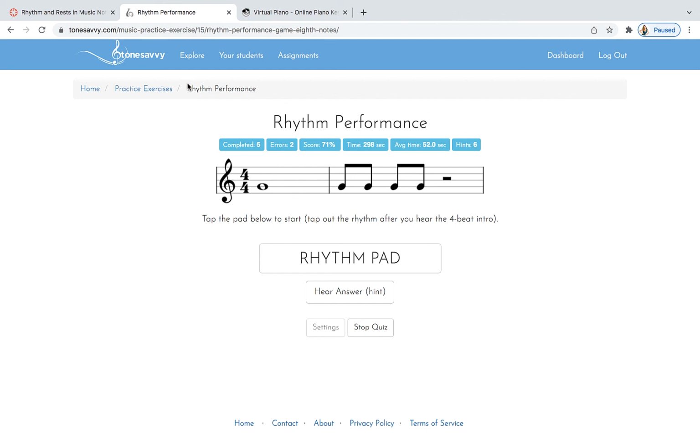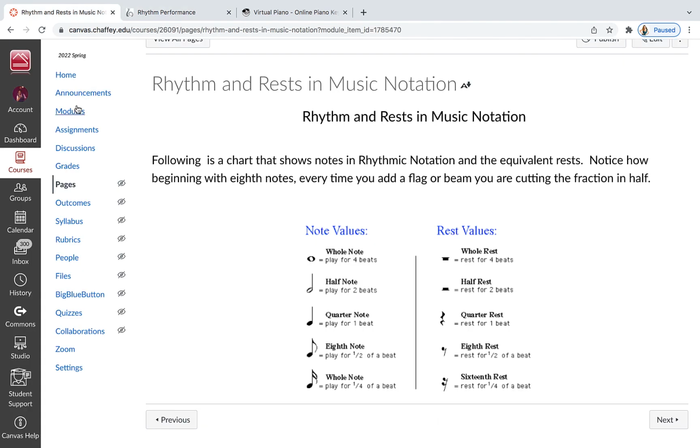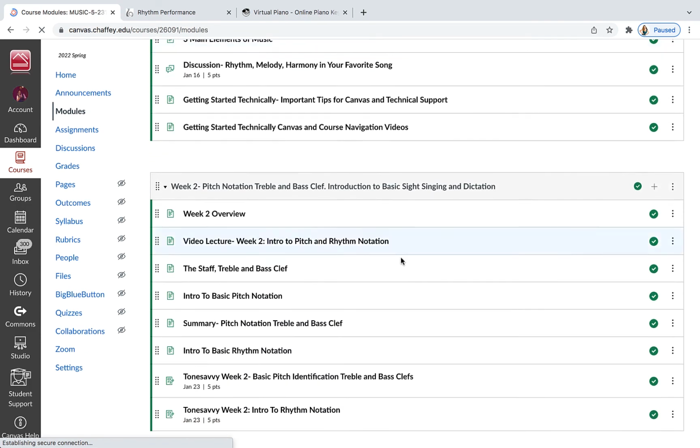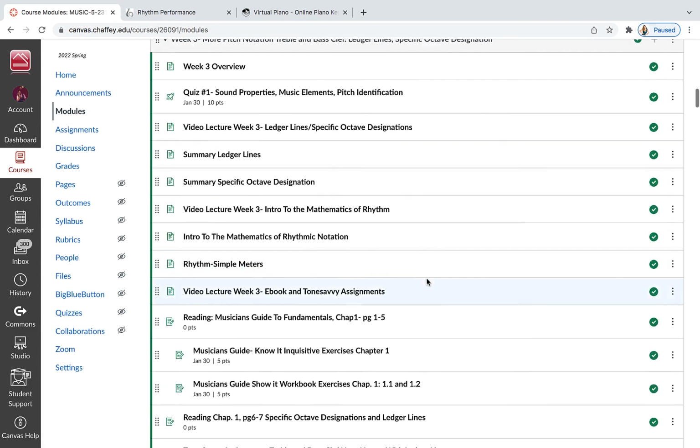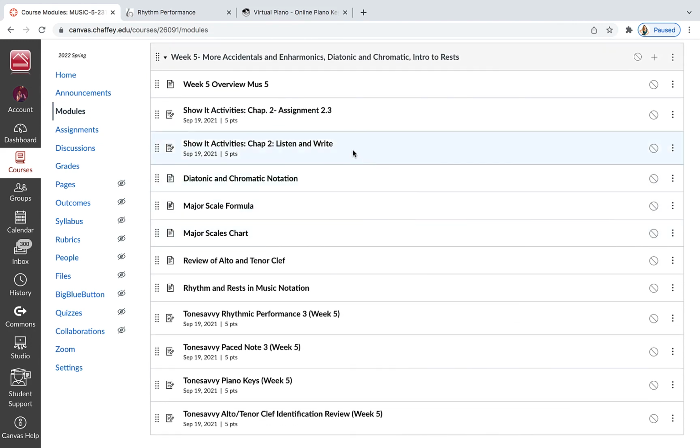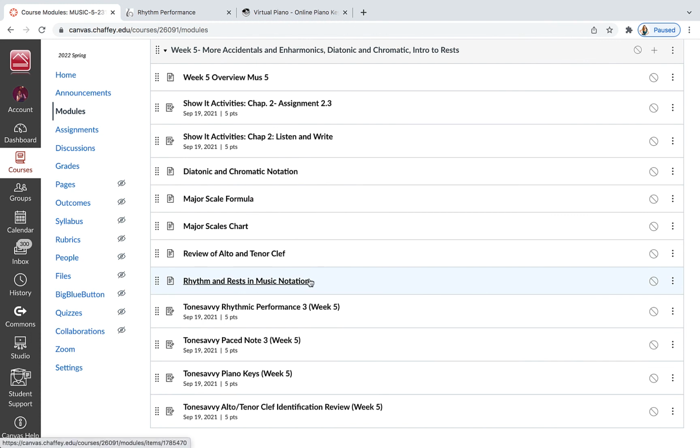Now, when I make my other video about the assignments for the week, I'll be more specific on that, okay? But I just wanted to give you a little taste of that. So that is the new stuff this week, week 5. The idea of diatonic and chromatic notation, why sometimes we would say F to F sharp is a chromatic move, F to G flat is a diatonic move, major scale formula, major scales chart, and we talked about the rest of music notation.